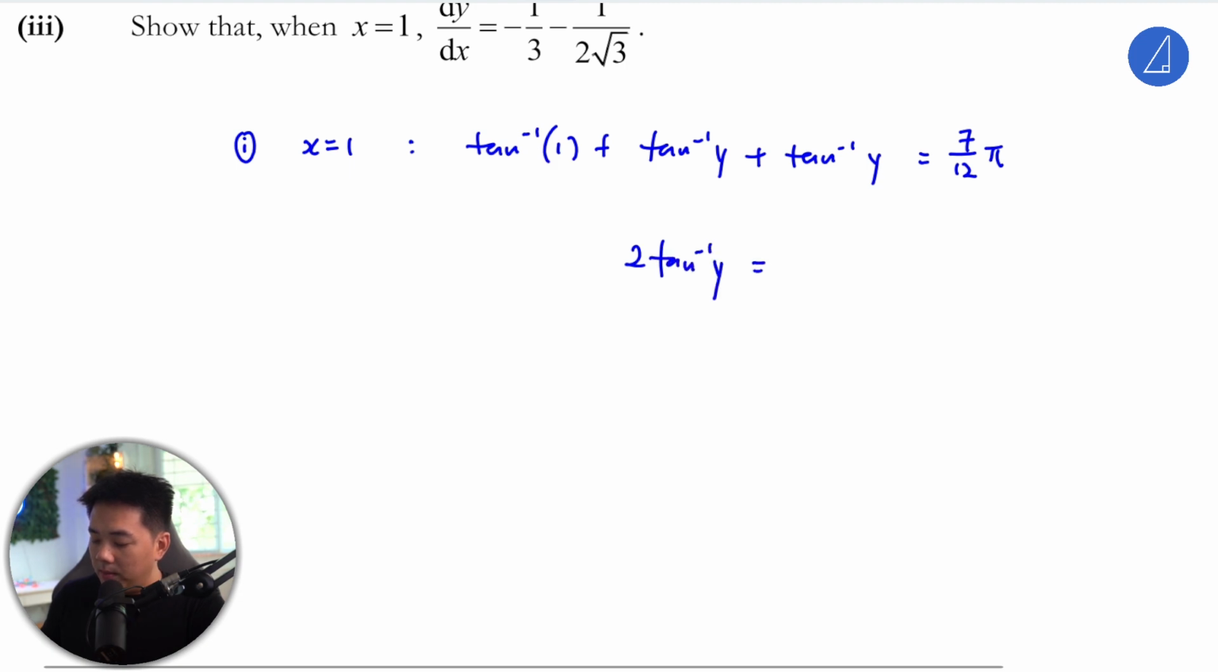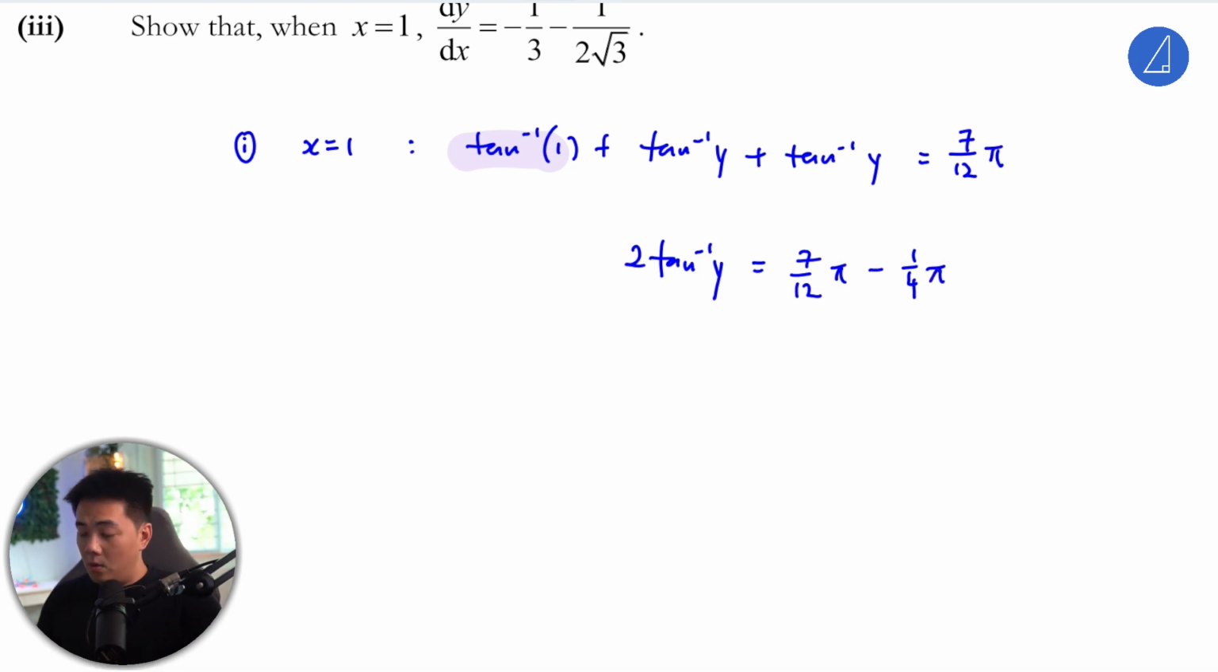Then just remember that tan inverse 1 is just pi over 4, so this will be 7 over 12 pi minus pi over 4, 1/4 pi. It's just 90 degrees, 45 degrees. Okay, this is 1/4 pi. That will give us 1/3 pi.